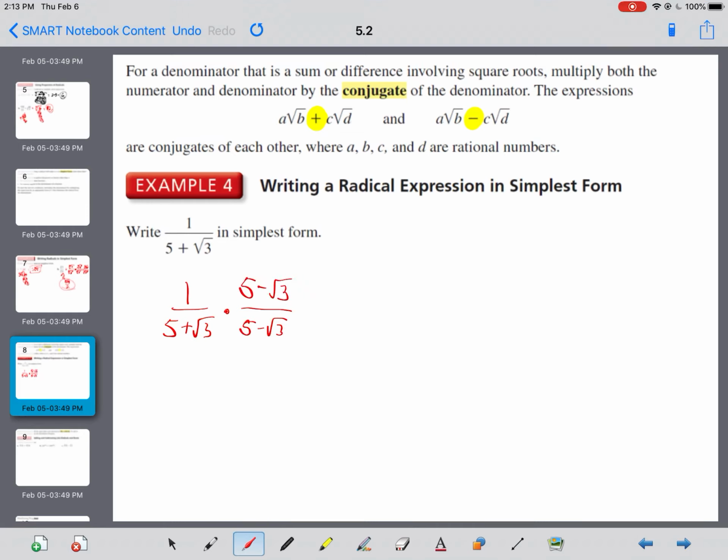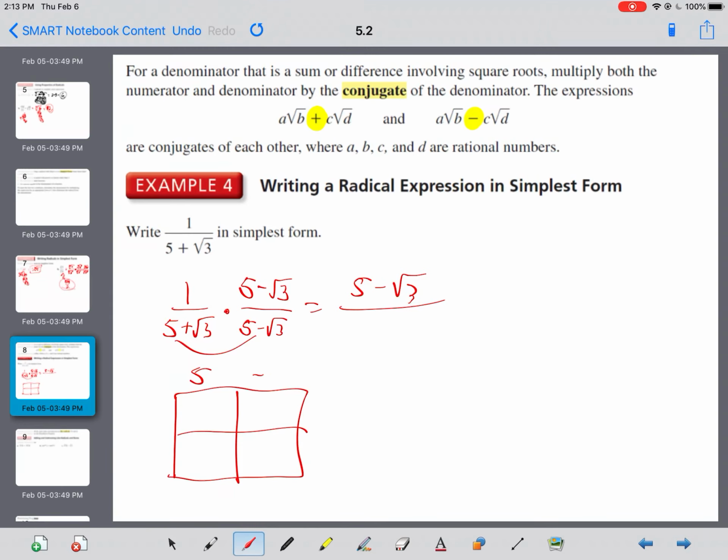But we're going to do it top and bottom. The top's easy, especially with a 1. It's just 5 minus the square root of 3. The bottom's the hard one. I'm going to show you in the box. You could do it FOIL style if you wanted to, but I'll show you in the box. 5 plus square root of 3, 5 minus square root of 3.